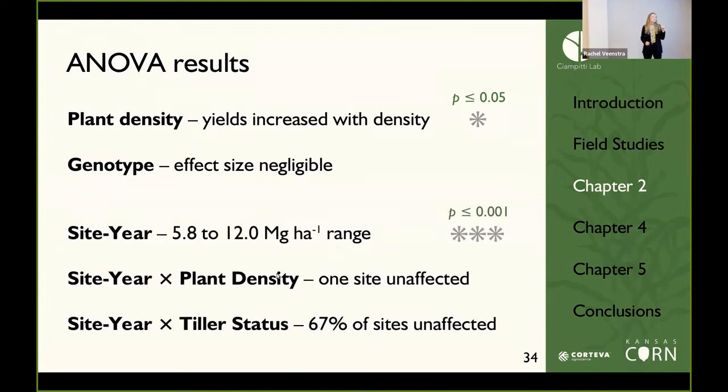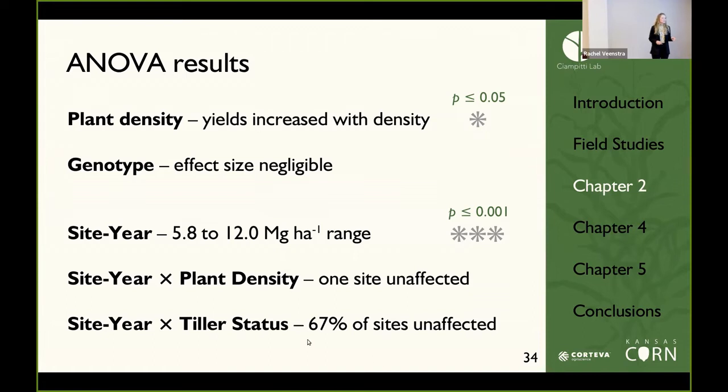At the 0.001 significance level, we found that site year was significant. Of course, environment has a lot to do with how those plants respond. So again, the 6 to 12 megagrams per hectare range. Site year by plant density was significant with only one site not impacted by increasing plant density. So that means that you could add more plants, but you weren't getting more yield because that environment was restrictive enough that we saw that.